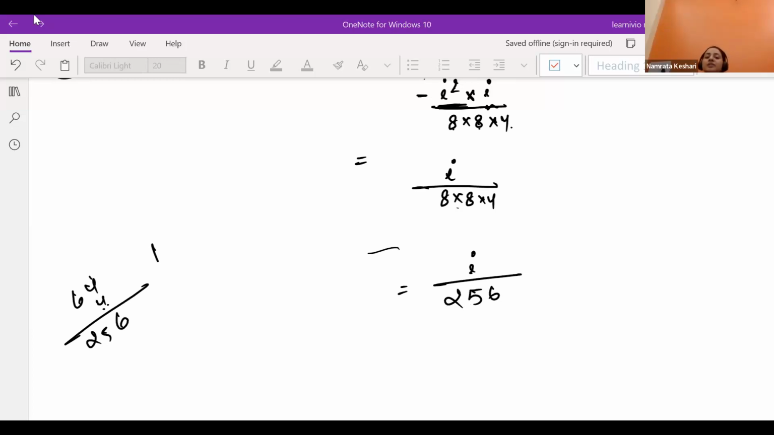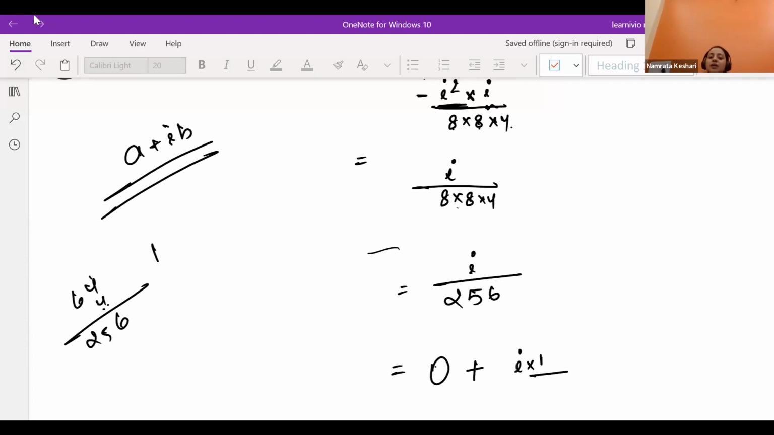We want to represent the given expression in this form, a plus ib. So a, we cannot see any a. They will say 0 plus i into b. b is 1 by 256. And we are done. Real part is 0. Imaginary part is 1 by 256. Is it clear to all of you? Yes.